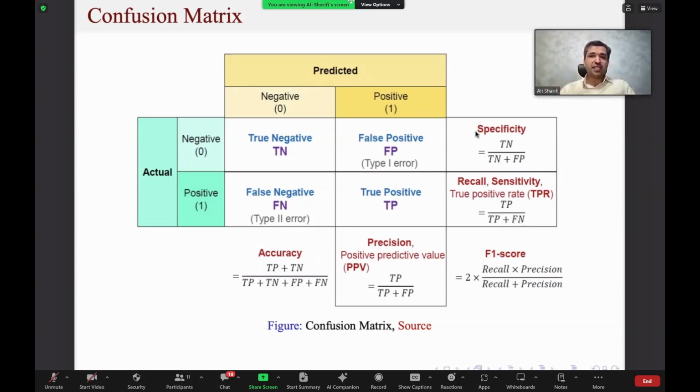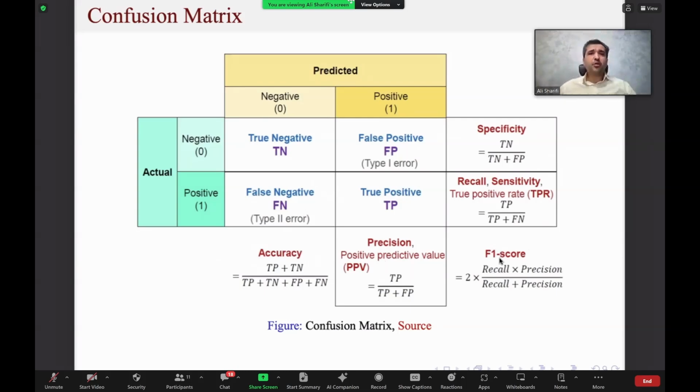And specificity means the number of true negatives divided by the true negatives plus false positives, or true negatives divided by the whole row here. We can also compute true positives divided by the whole column here, which is called precision. We can compute the F1 score.